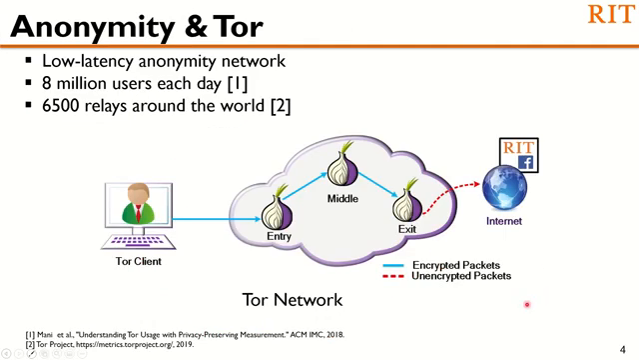Tor is the most popular anonymous system, with almost 8 million users each day and 6,500 relays around the world. Tor can protect the user's privacy by routing the traffic through three nodes which are in between a client and the server.